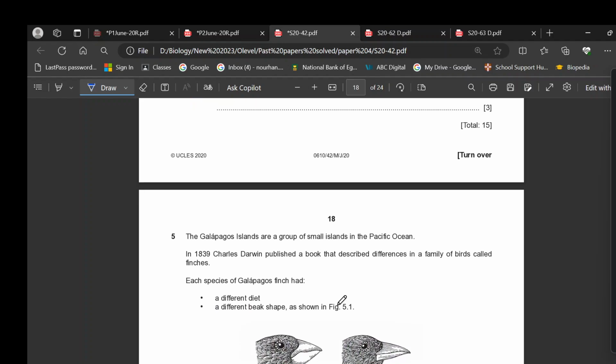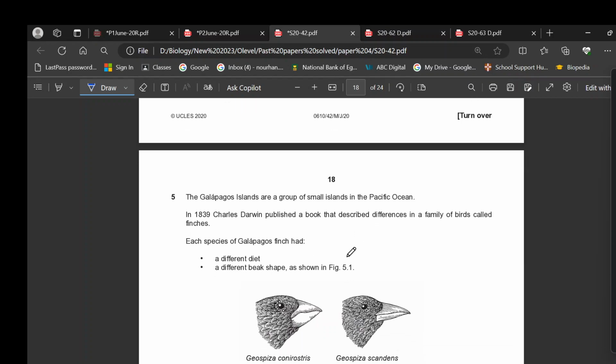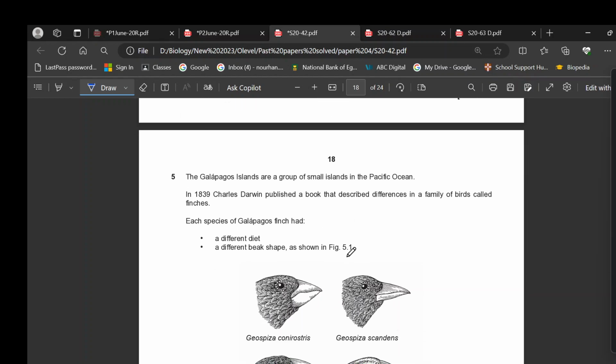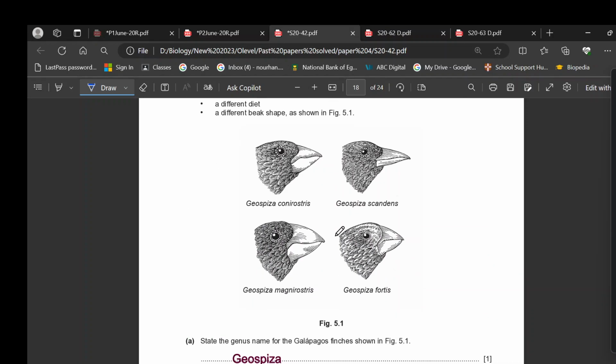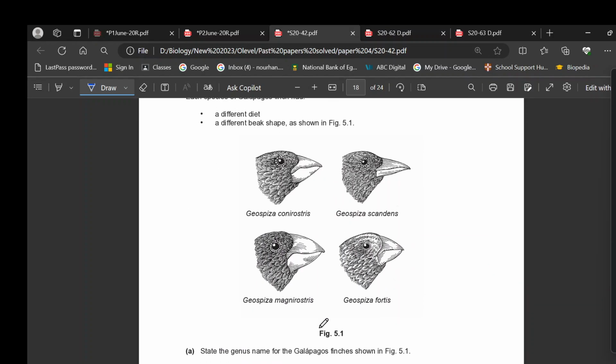Question 5 is an important question. The Galapagos Islands are a group of small islands in the Pacific Ocean. In 1839, Charles Darwin published a book that described differences in a family of birds called finches. Each species had a different beak and a different diet. Okay, state the name of the genus.